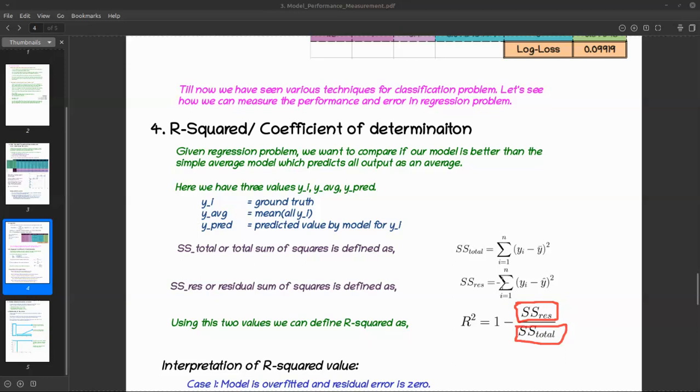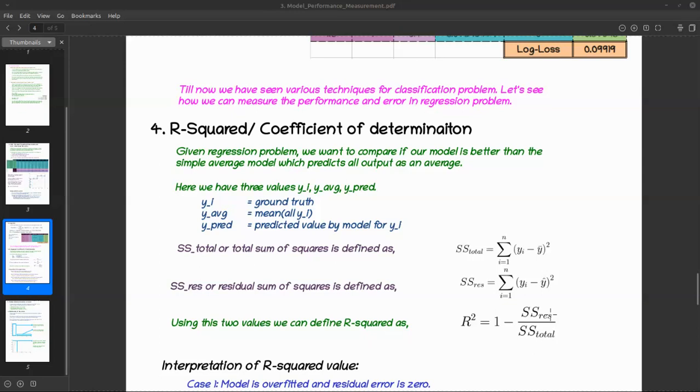And what is SS residual? SS residual is all the error that your model is making, right? So y bar is the average or mean value of yi, and y hat is the predicted value of yi by your machine learning model. So yi minus y bar is the error that your average model is making, and yi minus y hat is the error that your machine learning model is making, right? Now we need to compare SS residual and SS total. So it is defined as 1 minus SS residual divided by SS total, right?